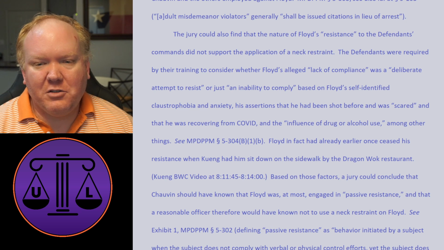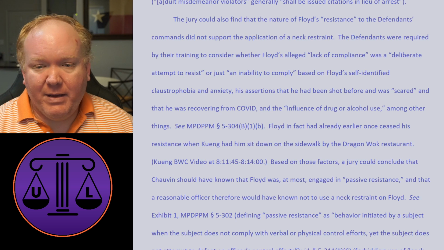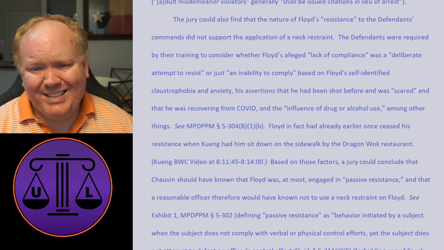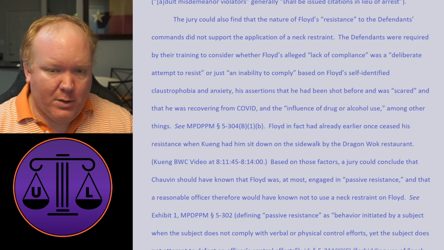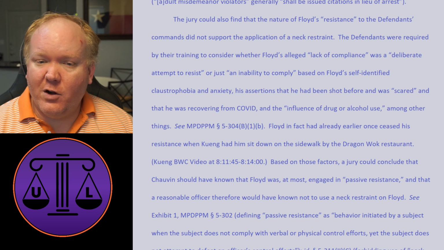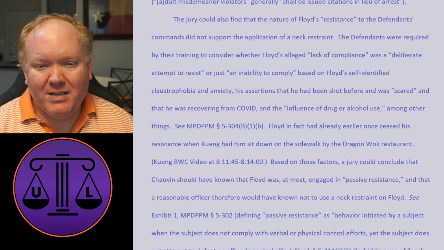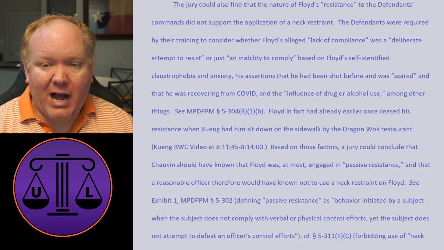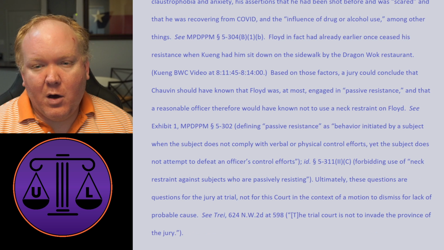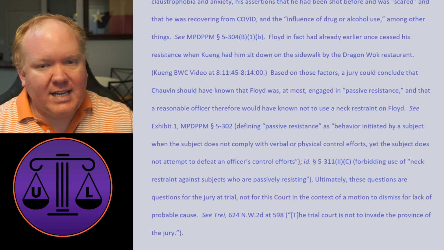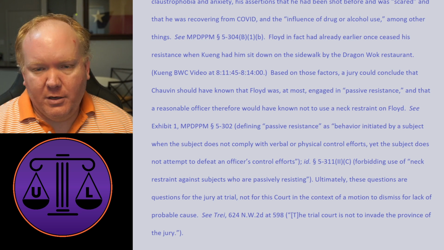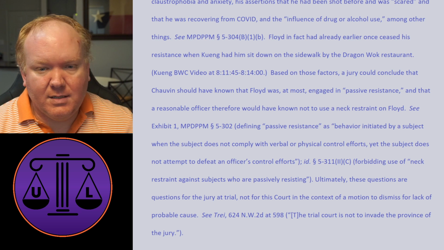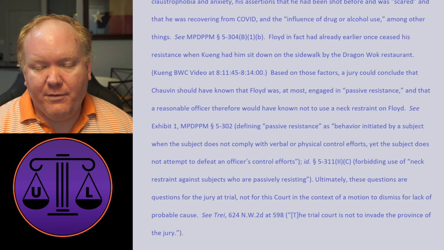The jury could also find that the nature of Floyd's resistance to the defendants' commands did not support the application of this restraint. Defendants were required by their training to consider whether Floyd's alleged lack of compliance was a deliberate attempt to resist or just an inability to comply, based on Floyd's self-identified claustrophobia and anxiety, his assertions that he'd been shot before and was scared and recovering from COVID, and the influence of drug or alcohol use, among other factors. Floyd, in fact, had already once earlier ceased his resistance when Kueng had sat down on the sidewalk by the Dragon Wok restaurant. Based on those factors, a jury could conclude that Chauvin should have known that Floyd was at most engaged in passive resistance, and a reasonable officer therefore would not have used this restraint on Floyd.